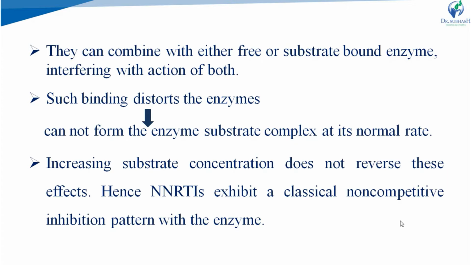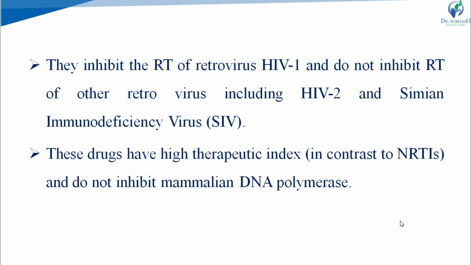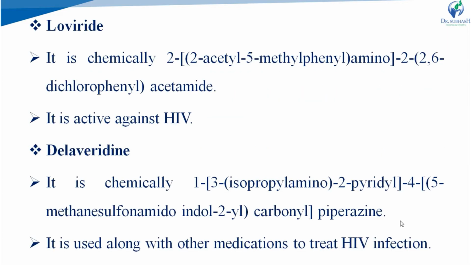Increasing substrate concentration does not reverse these effects. Hence, these drugs exhibit a classical non-competitive inhibition pattern with this enzyme. They inhibit the reverse transcriptase enzyme of the retrovirus HIV-1, and do not inhibit this enzyme of other retroviruses including HIV-2 and SIV, simian immunodeficiency virus. These drugs only inhibit HIV-1, not HIV-2 or SIV. These drugs have a high therapeutic index in contrast to the nucleoside derivatives and do not inhibit mammalian DNA polymerase. That's why they produce fewer side effects.